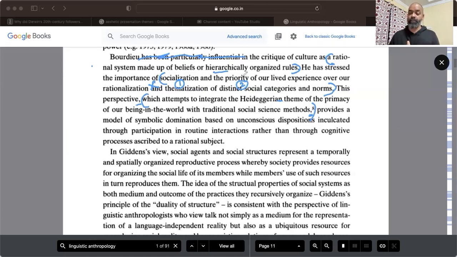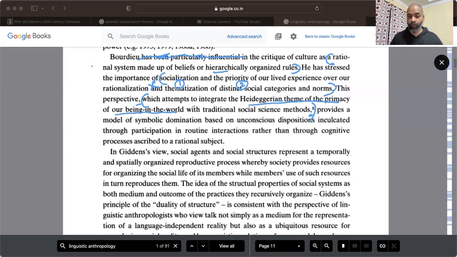So then the author realizes, okay, I did not even explain to them what is Heideggerian theme. Basically the name of one of the researchers, academicians, we don't need to go deep into that. But what is the Heideggerian theme? The theme is primacy of our being in the world with traditional social science methods, okay? So to integrate the Heideggerian theme of the primacy of our being in the world, so Heideggerian theme is this part, okay? The Heideggerian theme is the primacy of our being in the world.